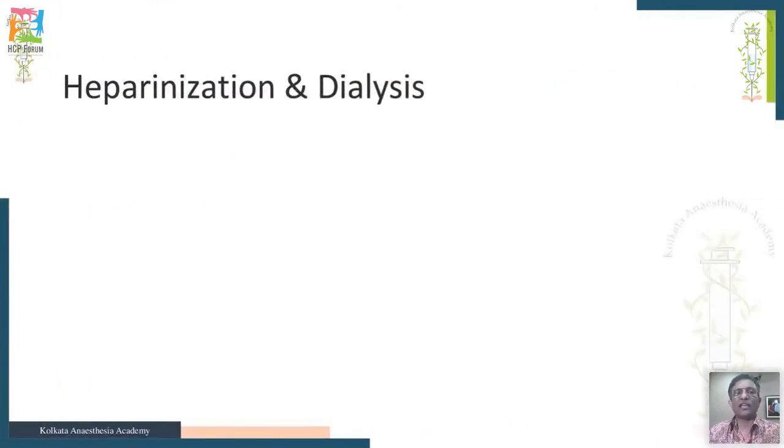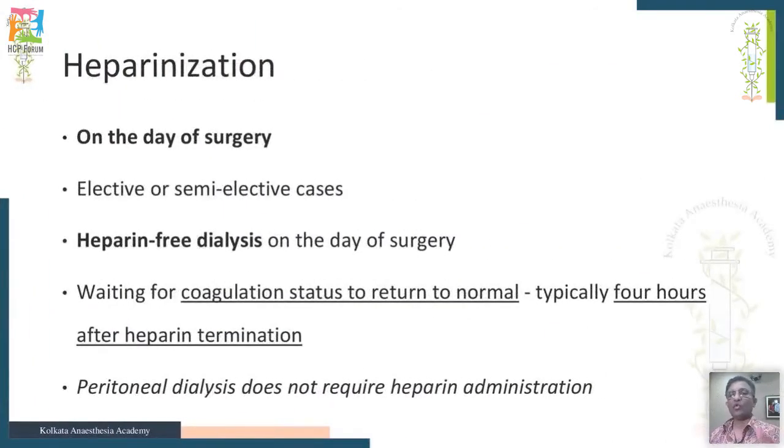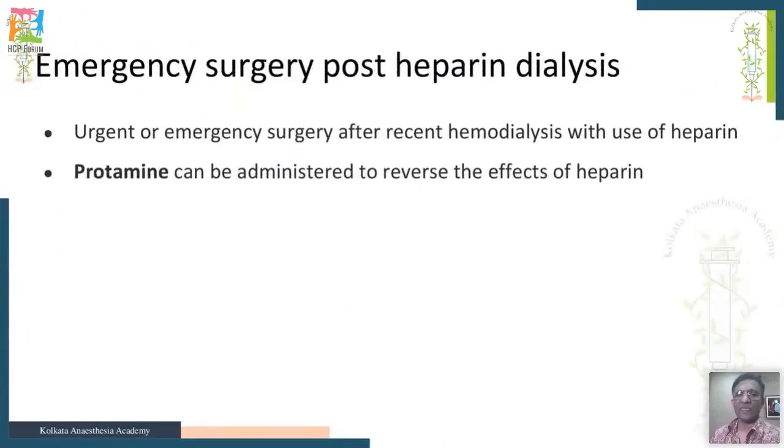Then comes the issue with heparin and dialysis, and you throw in surgery in between. If you are forced to do dialysis on the day of surgery, ideally it should be a heparin-free dialysis. If heparin has been given, it typically takes at least 4 hours after heparin termination for the coagulation factors to start coming back to normal. So if you are pushed into it, please wait for that 4 hours before you get the person in for surgery. And peritoneal dialysis, we talked about this, does not need heparin administration.